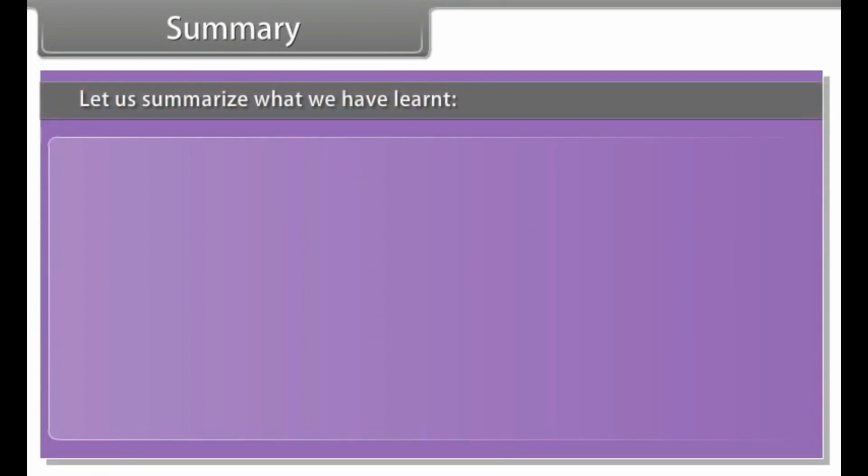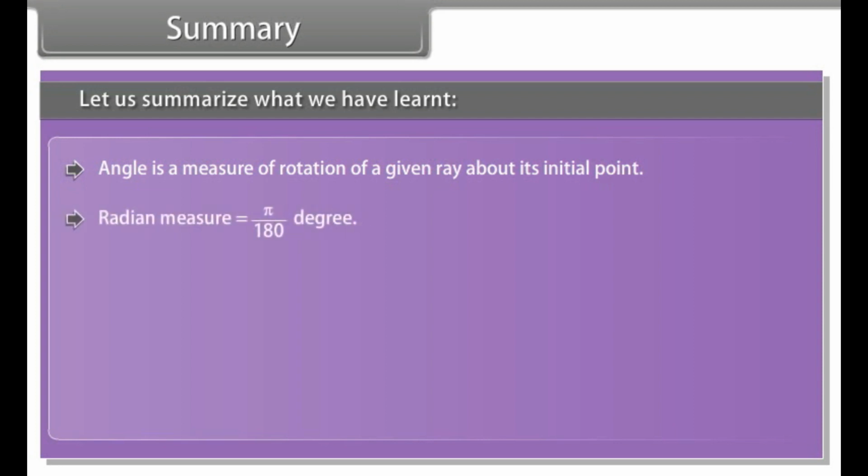Summary. Let us summarize what we have learned. Angle is a measure of rotation of a given ray about its initial point. Radian measure is equal to pi by 180 into degree measure. Degree measure is equal to 180 by pi into radian measure.